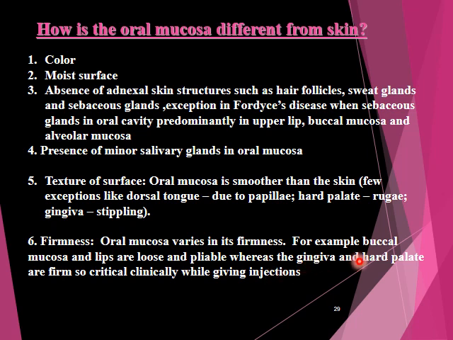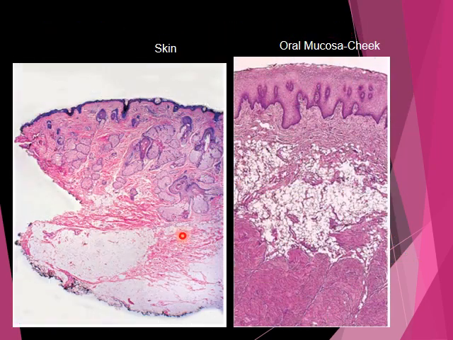While giving an injection of anesthesia, because the gingiva and hard palate do not contain submucosa, the mucosa is firmly attached to the bone. This picture shows the difference between the skin and the oral mucosa. This is the epithelium of the skin, which is thin, the epidermis of the skin. And this is the epithelium of the oral mucosa. And these are the adnexal structures: hair follicle, sebaceous gland, and sweat gland. While here there are no adnexal structures, but in the submucosa we have minor salivary glands, and this is the lamina propria, and these are the muscles.